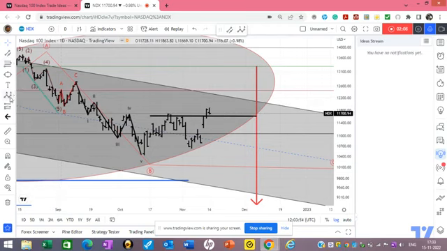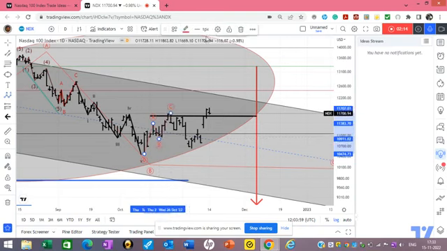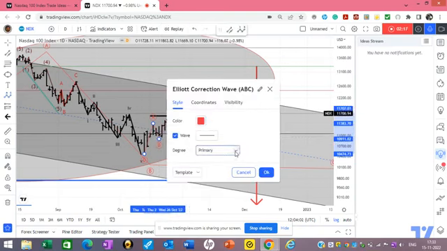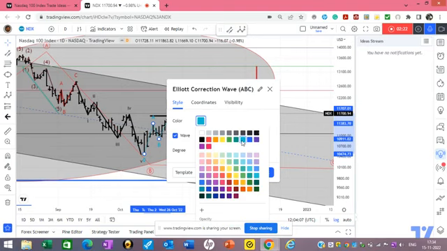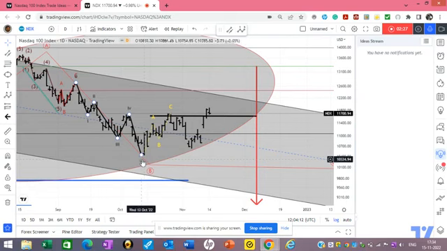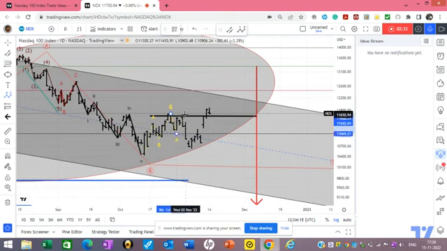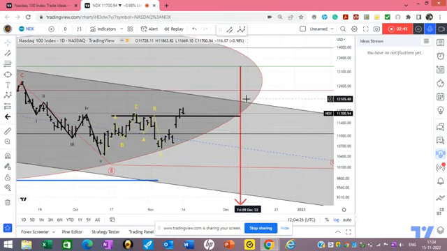First one is a triangle, A, B, C, A, B, C, A, B, and C. So first triangle is complete. Now this is the second triangle.